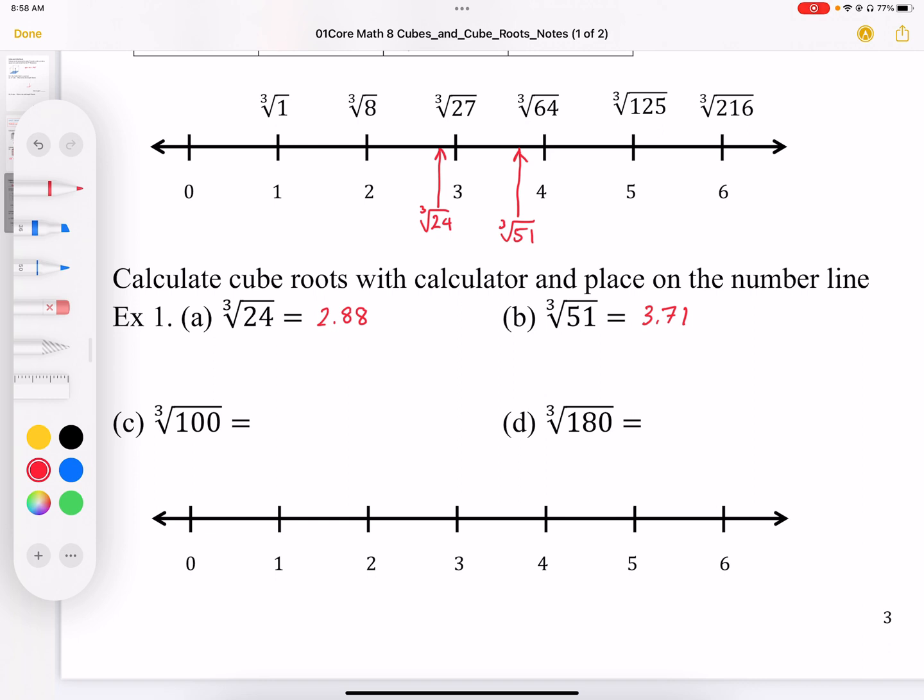So cube root of 100, we should expect that to be between 4 and 5, since 100 is between 64 and 125. Again, this is not square root. Square root of 100 is 10, but the cube root of 100 is not 10. It is 4.641, so I'm going to round that to 4.64. So maybe somewhere around here on the number line.